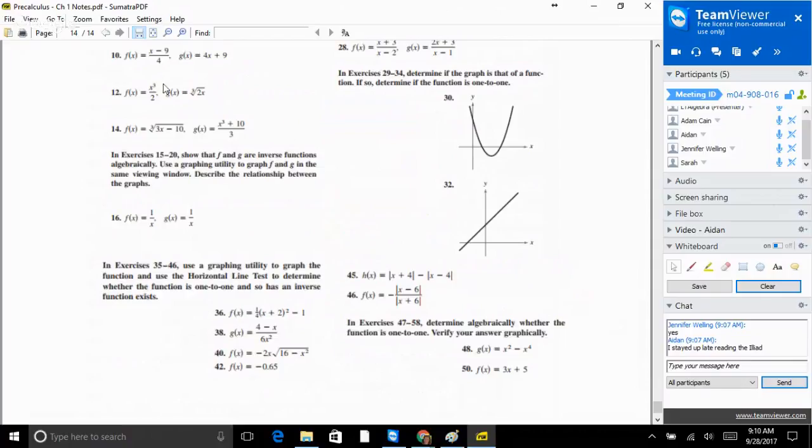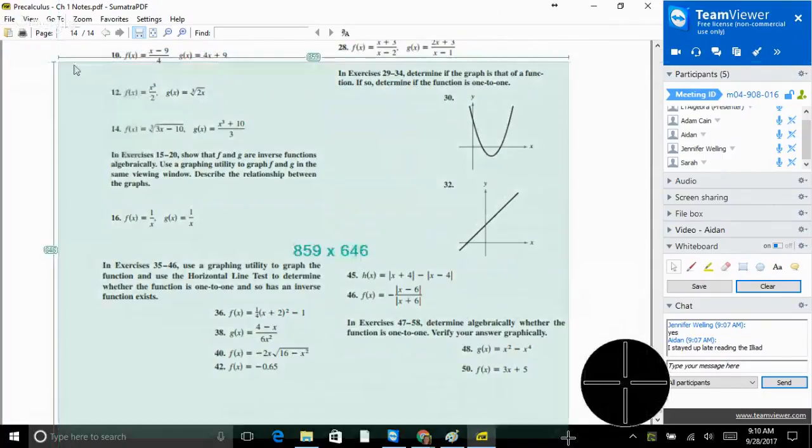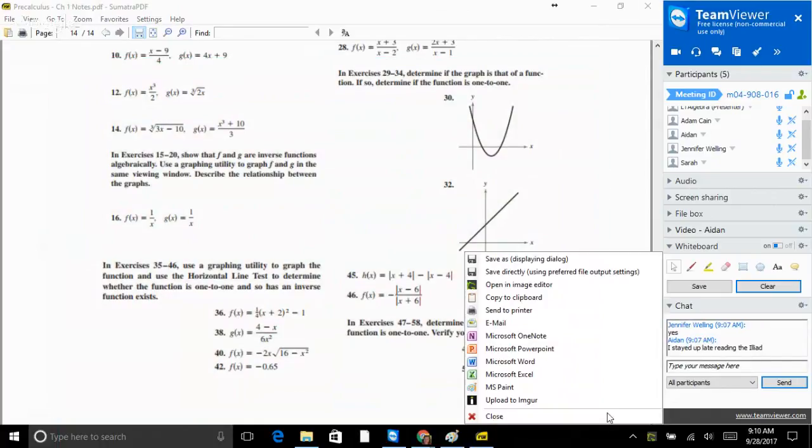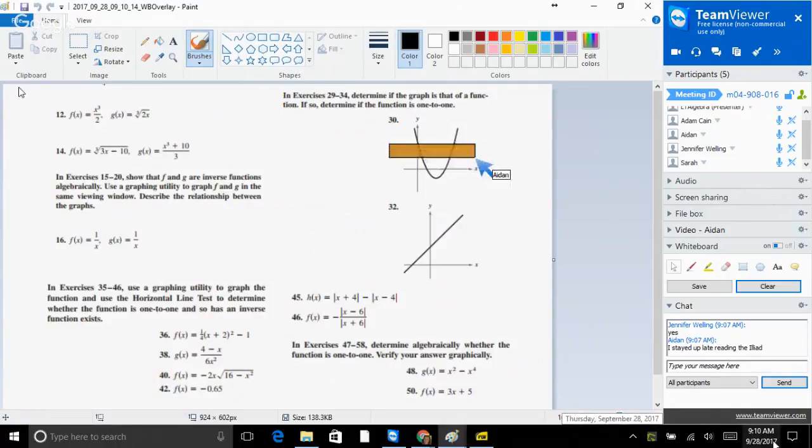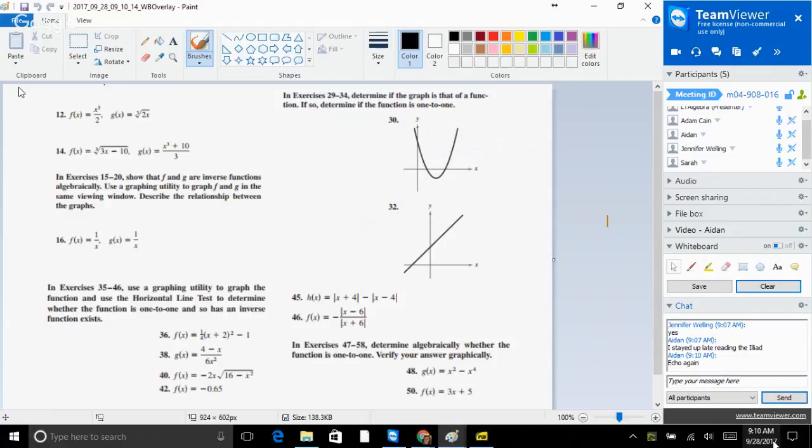Okay, so let me pull this over here to our notes. I think we talked about the horizontal line test, right? Yep, okay. All right, just making sure. So, did we do 30 and 32? Yeah, there you go, Aiden. Aiden is demonstrating that number 30, that is a function, right? That's a quadratic function. So we're good for that. But it does not have an inverse because it does not pass the horizontal line test, right?